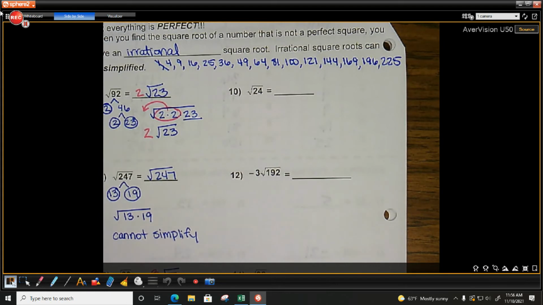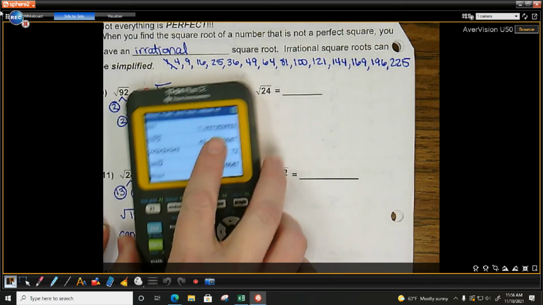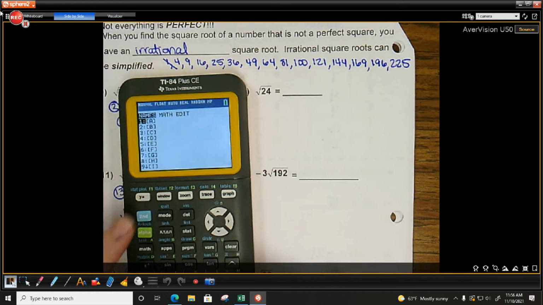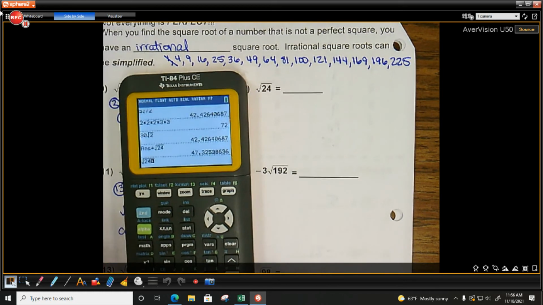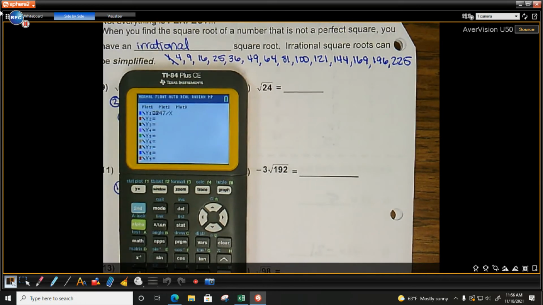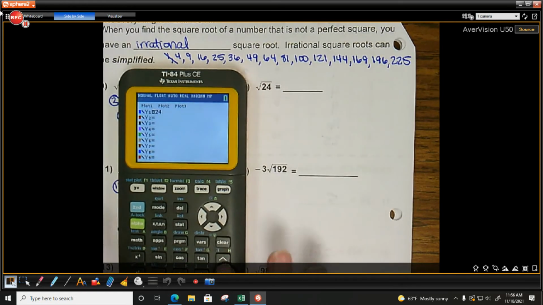Okay, so just like before, go straight to the calculator, square root of 24, and I get a decimal. You could factor tree this, but I'm going to show you a different way. Go to y equals, and we're going to type in 24 divided by x, the number we're wanting to simplify divided by x. It would be a good idea to practice this so we remember where these things are on our calculators.